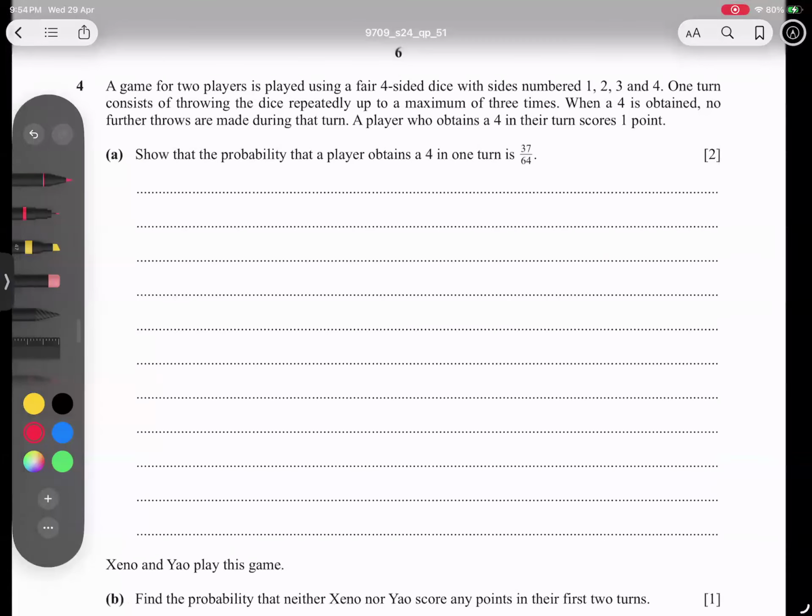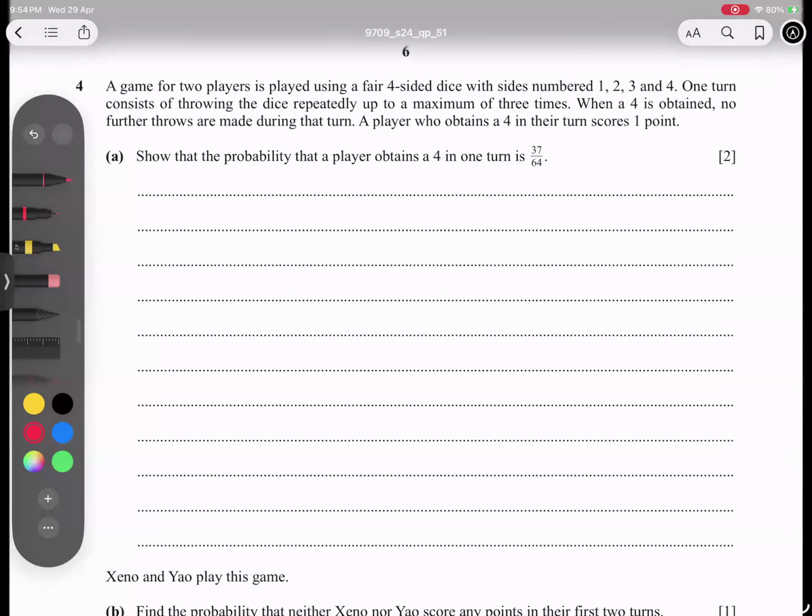Question number 4, students. A game of 2 players is played using a fair four-sided dice with 1, 2, 3, 4. One turn consists of throwing the dice repeatedly up to a maximum of 3 attempts. It means we can try a first attempt, second or third. When 4 is obtained, no further throws are made during the turn. It means a turn contains a maximum of 3 throws. But if you get a 4 in the beginning, we stop at the same time.